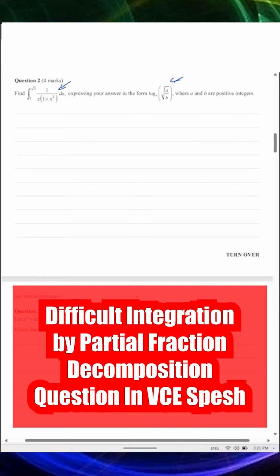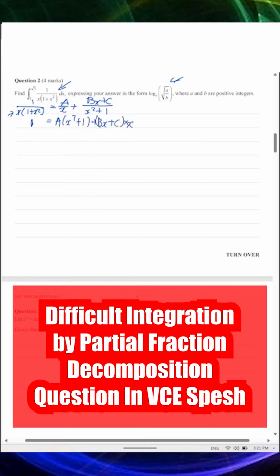Here, it looks like a question where we can use partial fractions, right, because this is 1 divided by x multiplied by 1 plus x squared, we can sort of break it down into our constituent partial fractions. So we'll write it out as the following. Now from here we can multiply both sides by this denominator.